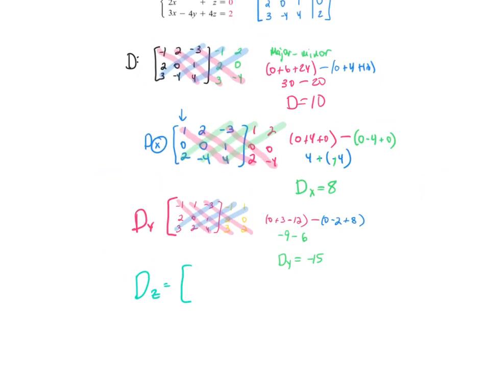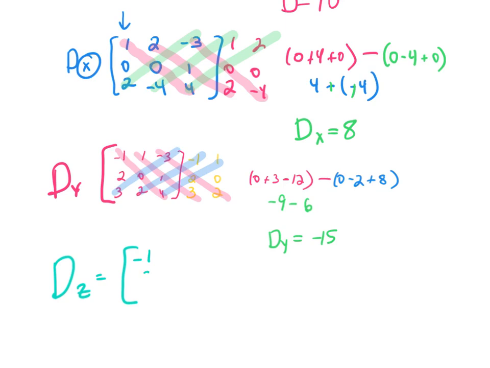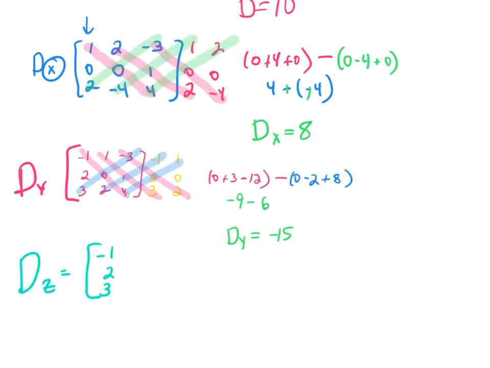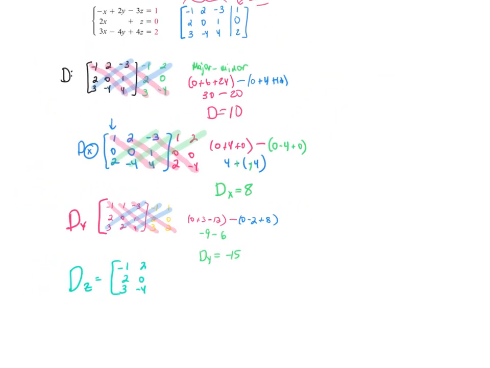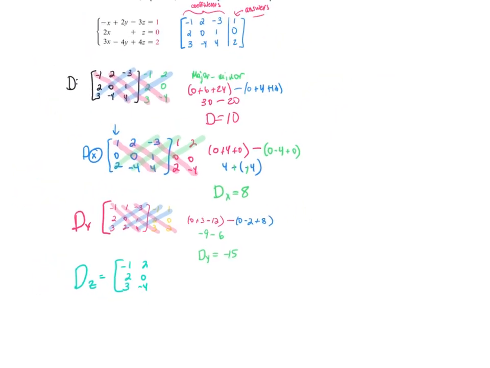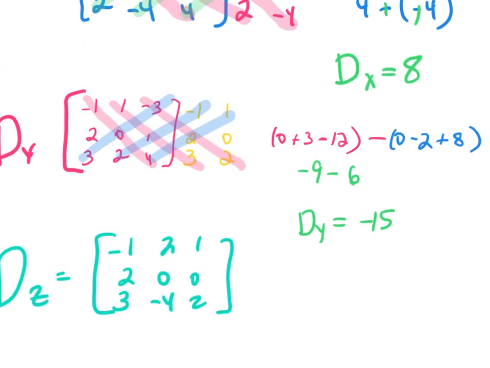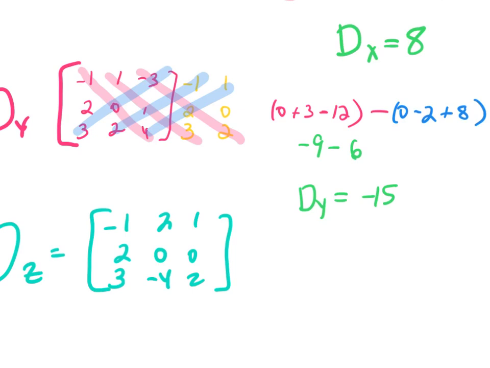So you have negative 1, 2, 3, negative 1, 2, and 3, 2, 0, negative 4, 2, 0, negative 4. And then instead of negative 3, 1, 4, I put 1, 0, 2. And in order to solve this, what do I do now? 2 columns. I recopy. And I have my majors.